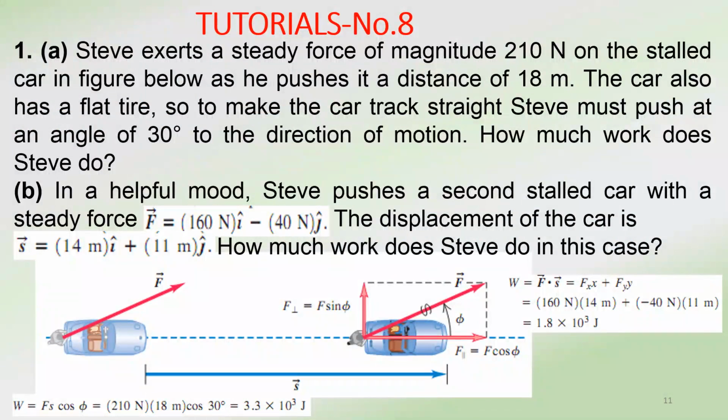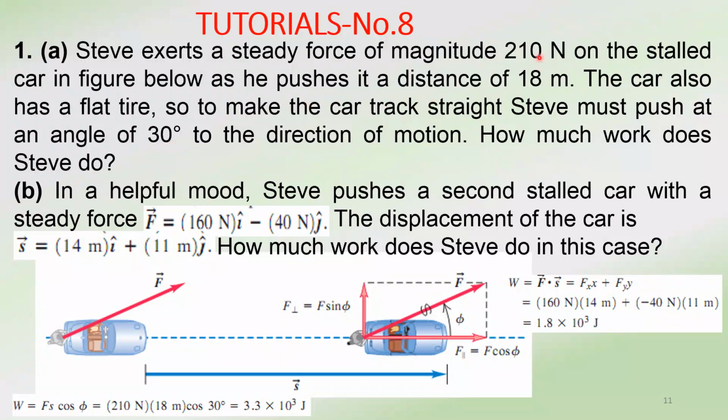Sub-question A. Steve exerts a steady force of magnitude 210 Newton on a stalled car in the figure below as he pushes it a distance of 18 meters. The car also has a flat tire. So to make the car track straight, Steve must push it at an angle of 30 degrees.